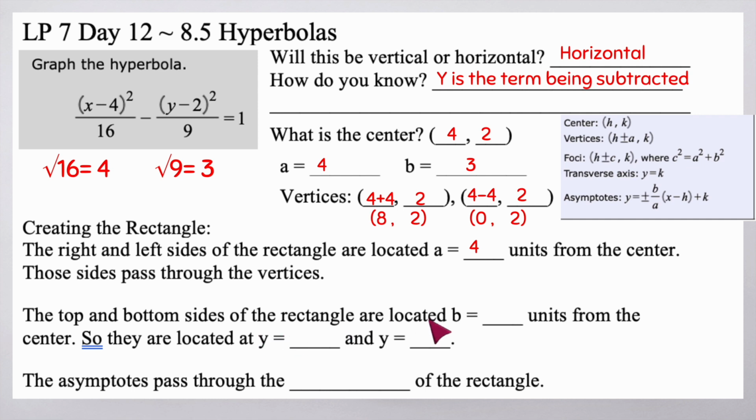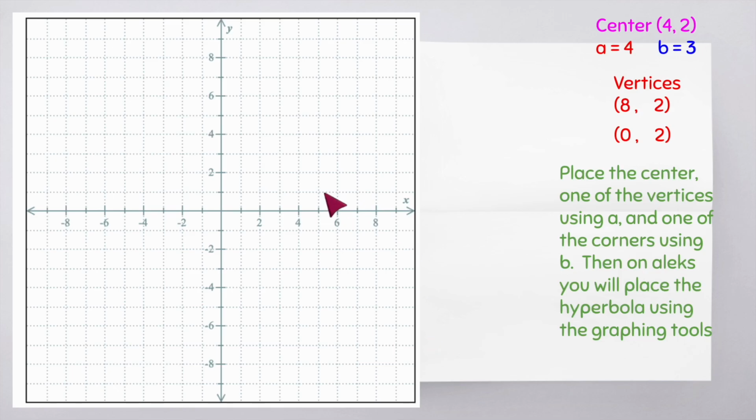The top and bottom sides of the rectangle are b units from the center. If I go b units from the center, and I want to go up and down, I'm going to go 2 plus 3 and 2 minus 3, right? So I'm going to have negative 1 and 5. So the asymptotes pass right through the corners of these rectangles. This could definitely be very helpful if I'm doing this on paper. So I can show you.